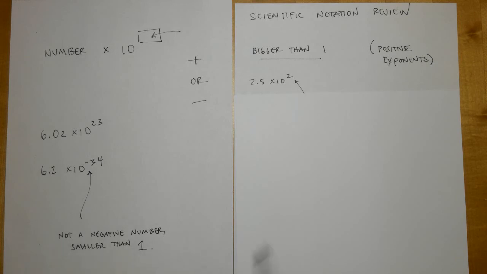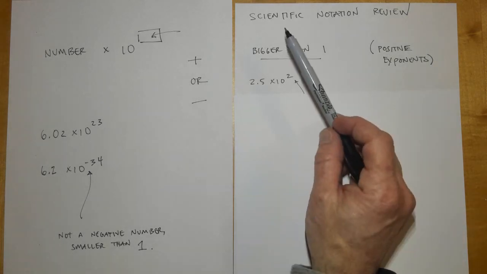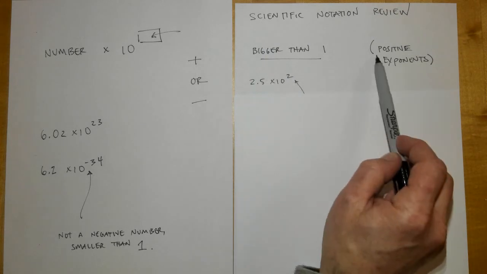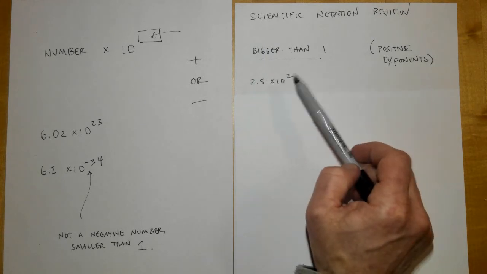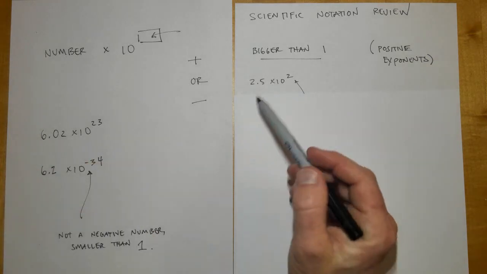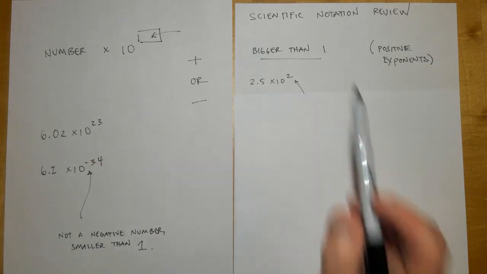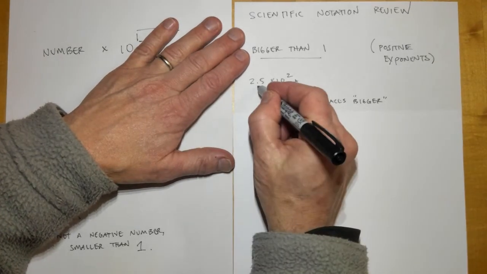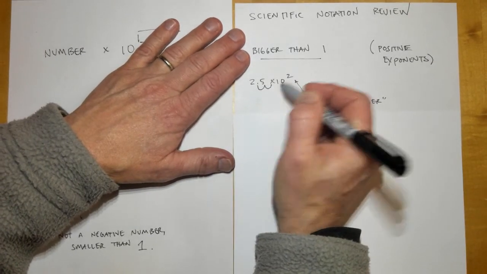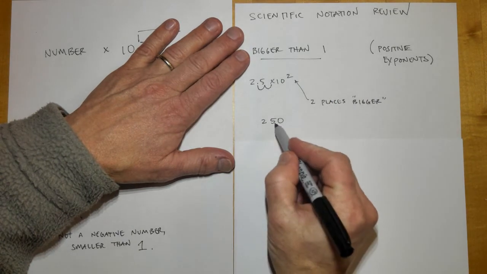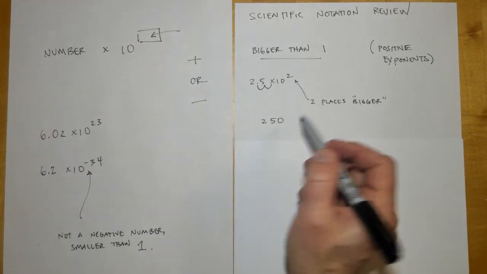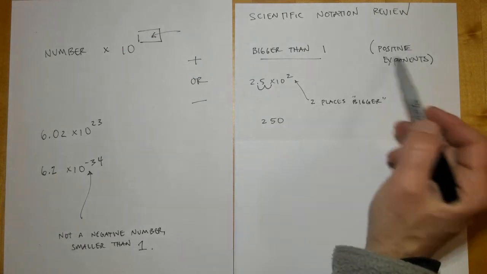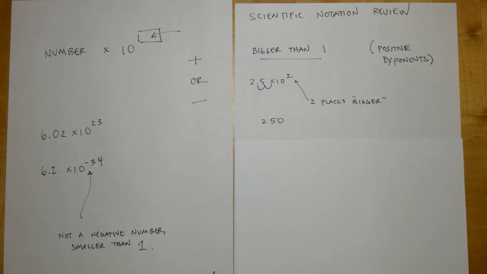So here's a little review on how to deal with it and move between scientific notation and standard notation. Here's one where we have a positive exponent and a number bigger than 1. If we have 2.5 times 10 to the 2, then we would simply write 2 places bigger. So this would move 2 places over like this, and we'd end up with 250, because it moved 2 places to the right to make it a bigger number. So always look, if it's positive, it always means you're going to move it to a bigger space.